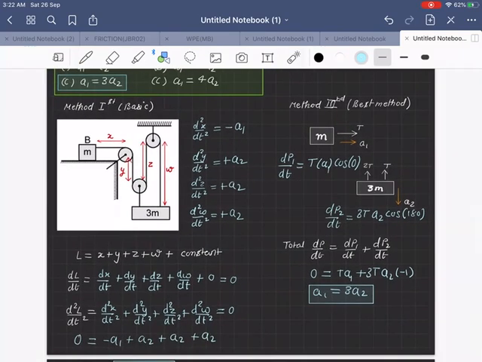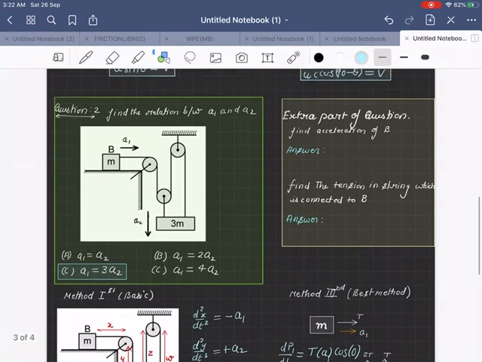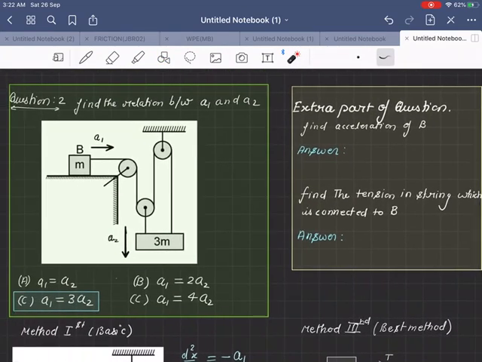So this is done. Now as you can see, I have put in some challenging portion. If you are willing to do it, there is an extra portion of this question: find the acceleration of B. You have to tell the answer and find the tension in the string which is connected to B, and again you have to find the acceleration by doing what, FBD, free body diagram of both the blocks.